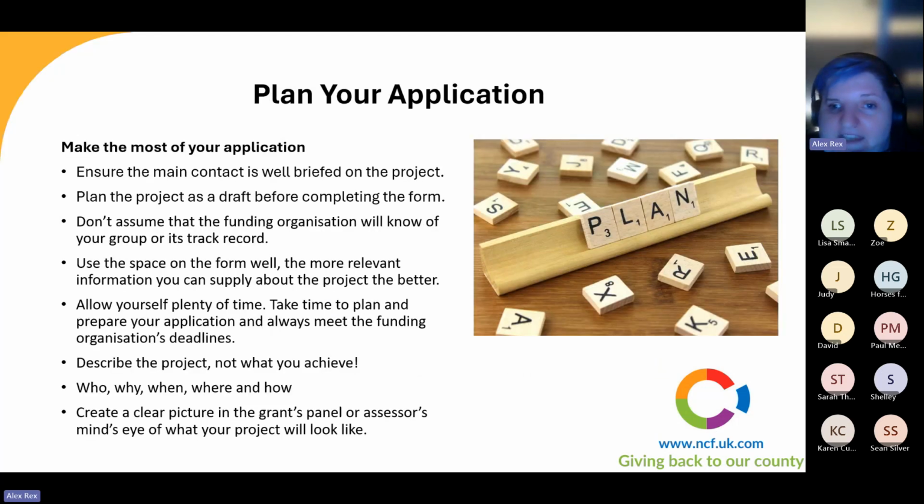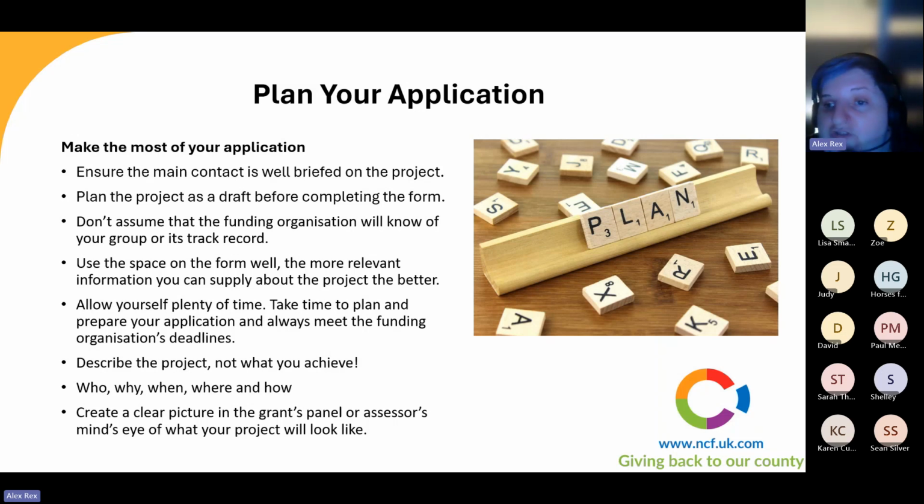So, planning your application. Part of this is making sure that your main contact is well briefed on the project. Sometimes someone in your organisation might be writing the application, but they're not necessarily the main point of contact. You might put down your chair or your CEO as the main point of contact, but they might not be the ones actually writing the application. So make sure they're well briefed, because the grant funder might get in contact with them.